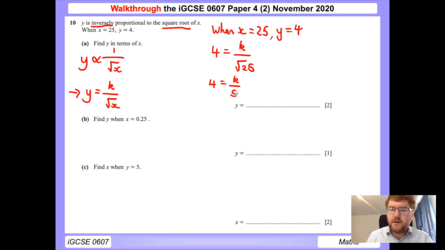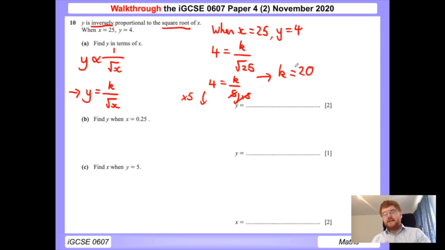And at this point, well, we want to get k on its own, so what's the opposite of dividing by 5? We want to times by 5 on both sides. These cancel, and so we're left then with the answer of k equal to 20. Now that's not our final answer. Our final answer is when we put this k is 20 back in this original equation at the start.